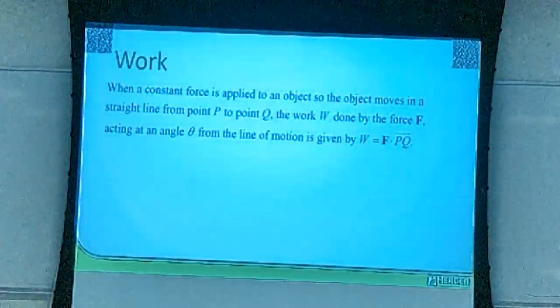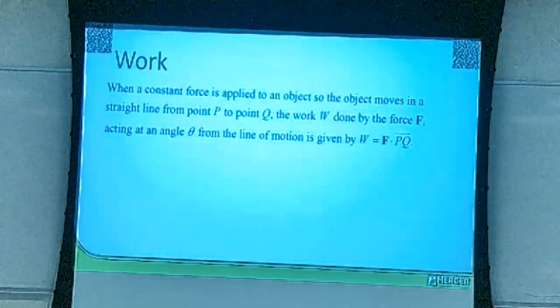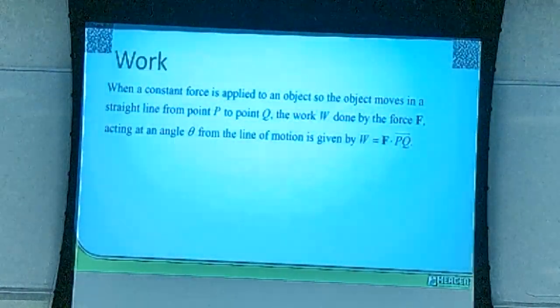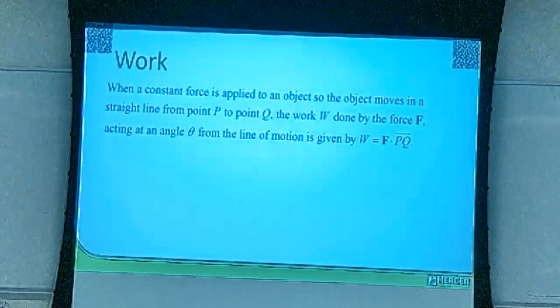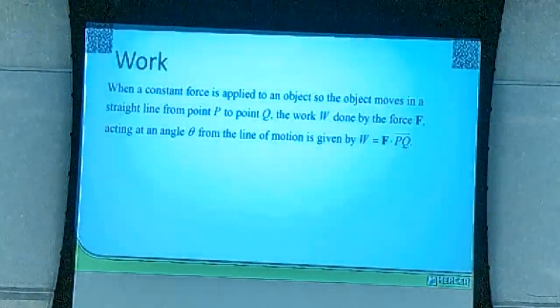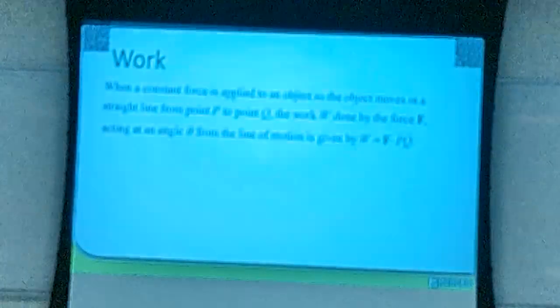Well, force isn't a scalar though. Force is a vector, and so is distance, the position vector, right? So in that case, if the force vector is constant and it's going along a straight line from P to Q, then it's just their dot product: F dot your position vector. Your force vector dotted with your position vector.